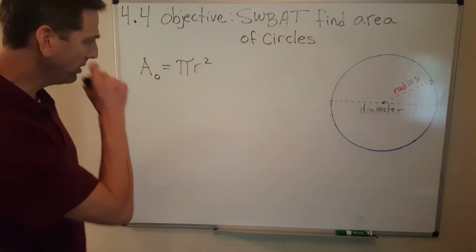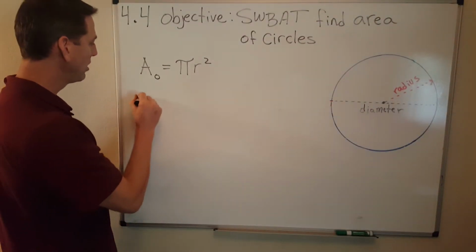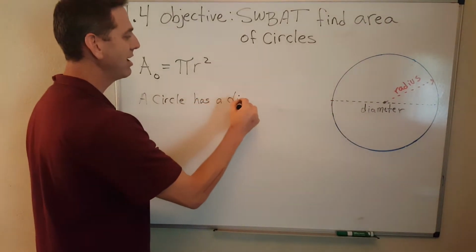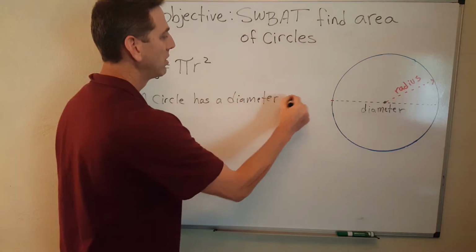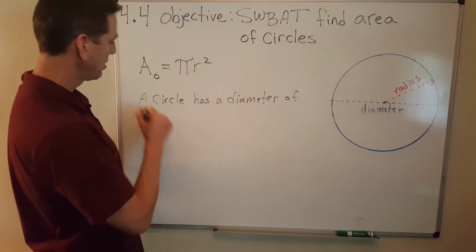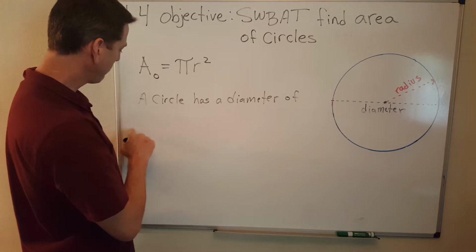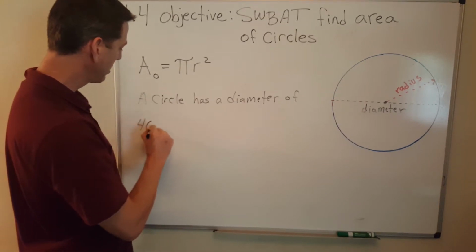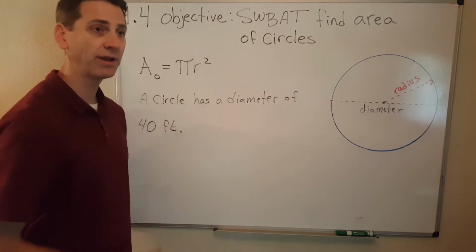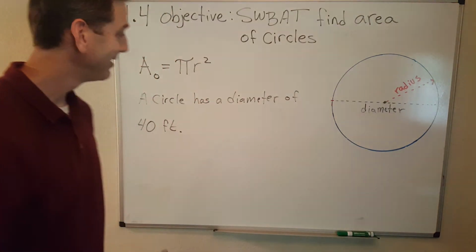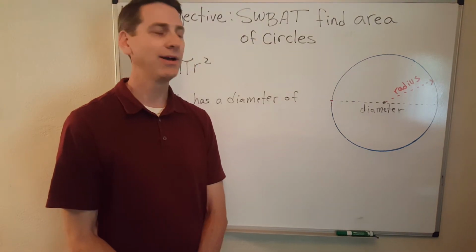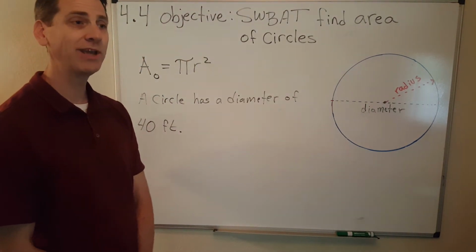All right, so let's say we have a circle that has a diameter of, let's do something big, 40 feet. All right, that's pretty large. That's like a big storage tank or something. And let's say you want to know, hey, what's the area of that circle? What's the area of the base of that tank?